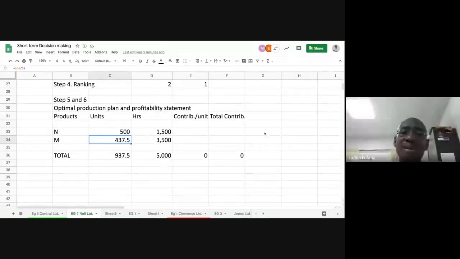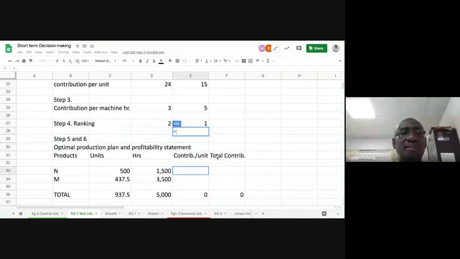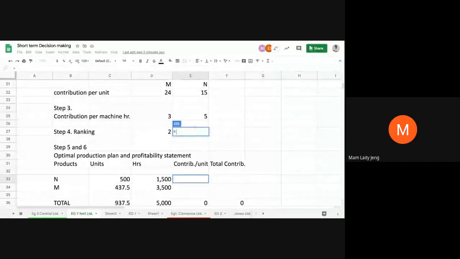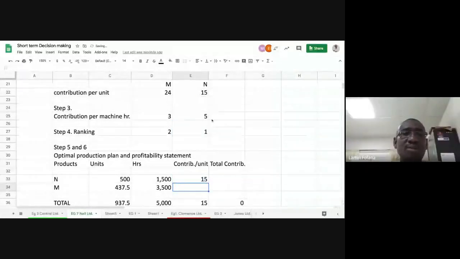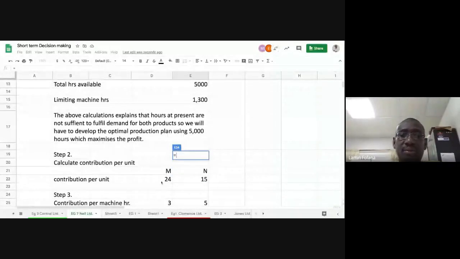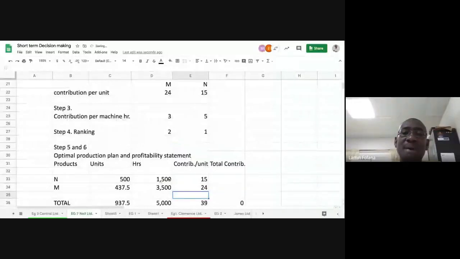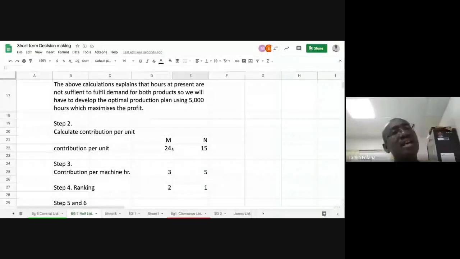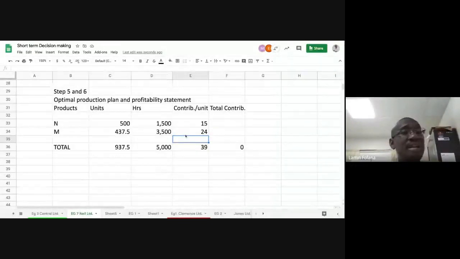Okay, so now we can go ahead and do our profitability statement. We're going to bring in our contribution per unit. What was our contribution per unit for N? We can fetch it here. Our contribution per unit for N is here, and our contribution per unit for M is here. So we just link it. The benefit of this is if there is an error in the calculation, once you change it here, it's going to change here as well. See how beneficial spreadsheets are?